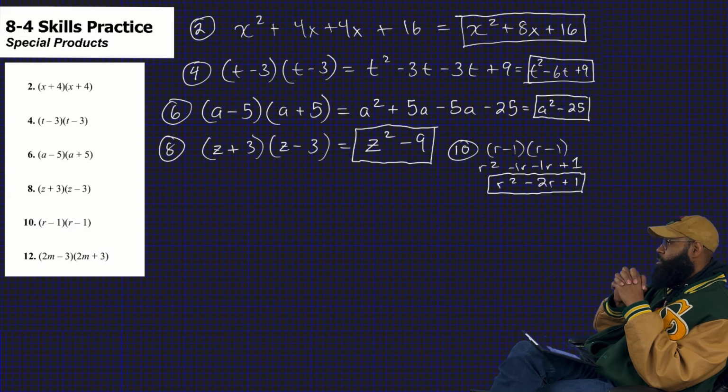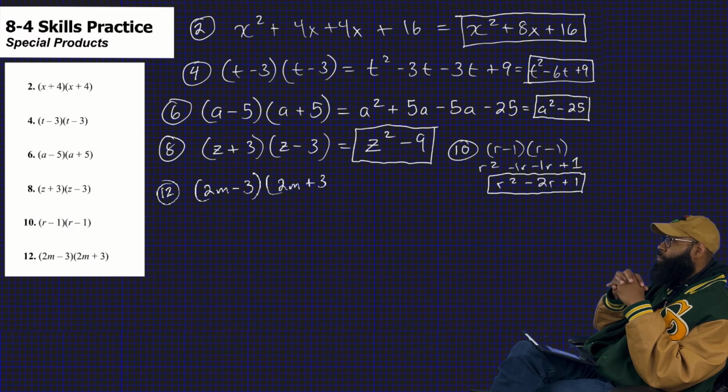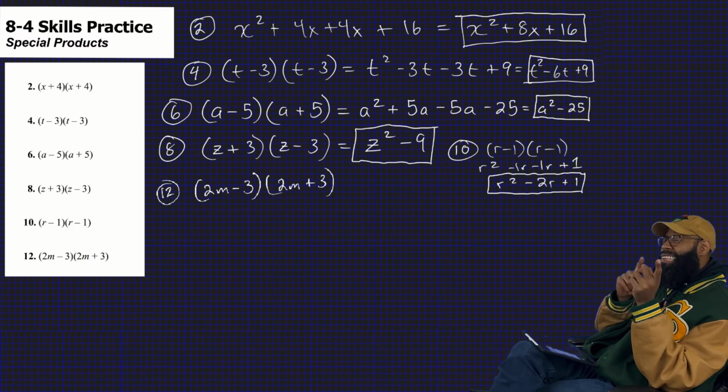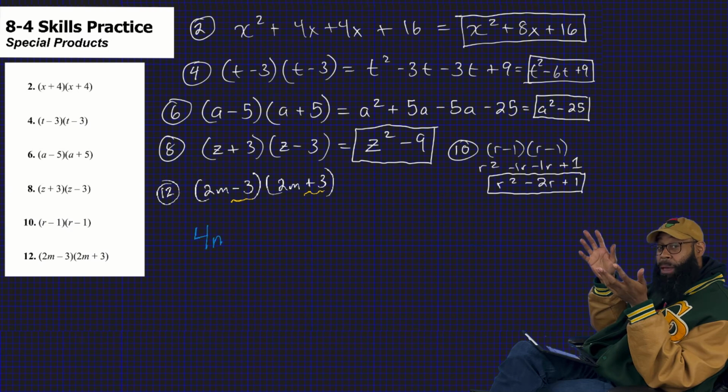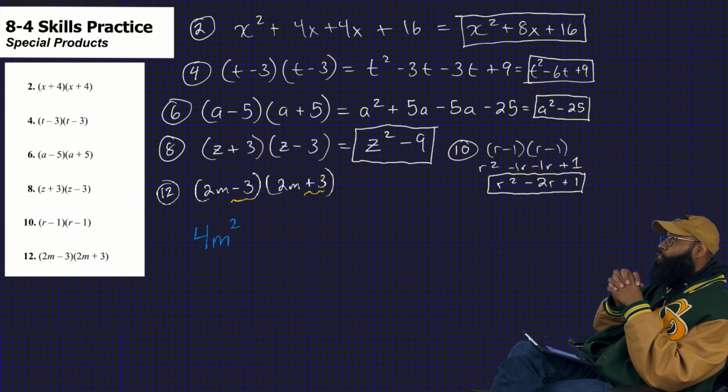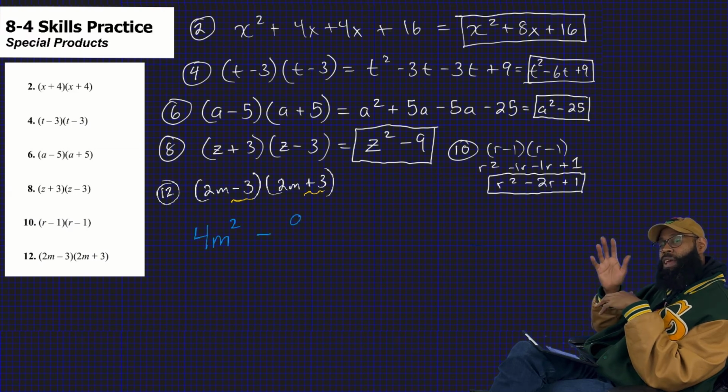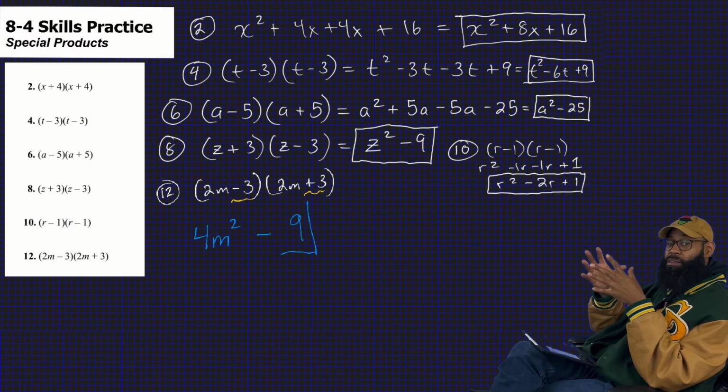So here we go, guys. Looking at number 12, which is the last in this set: 2m minus 3, all times the quantity of 2m plus 3. So again, the first term times the first term. I'm pointing out something that's going to come up. A positive 3 and a negative 3, of course, they're going to cancel out that middle term. So 4m squared minus 9, because again, you've seen it enough, and if you haven't, use the box, right?